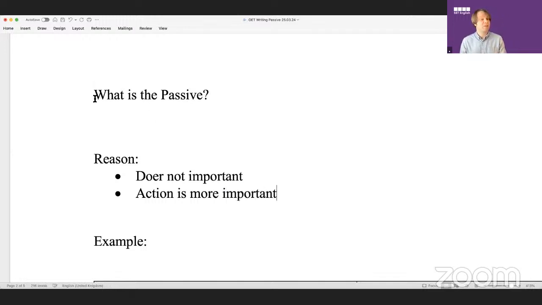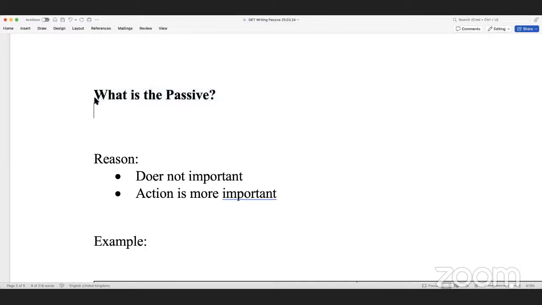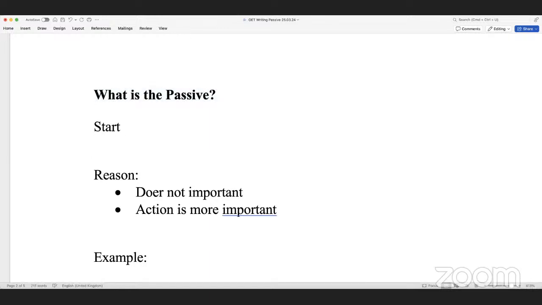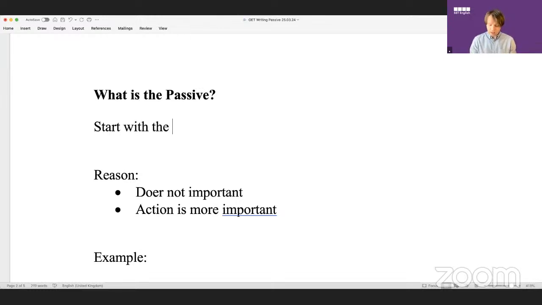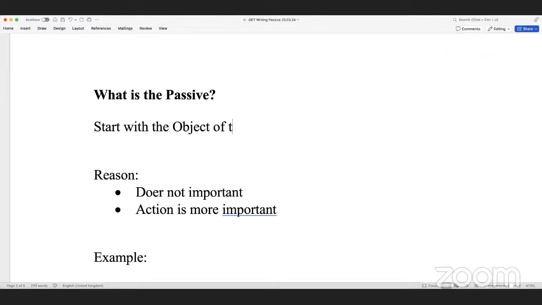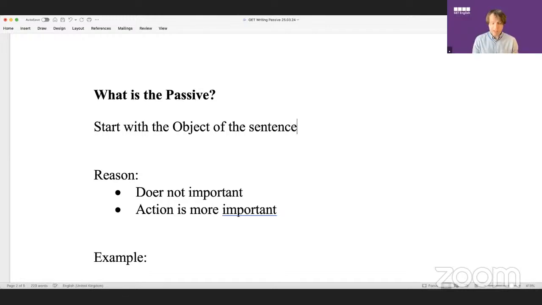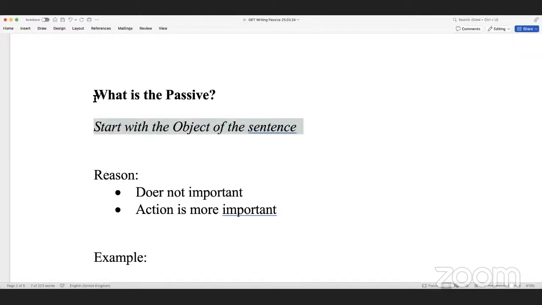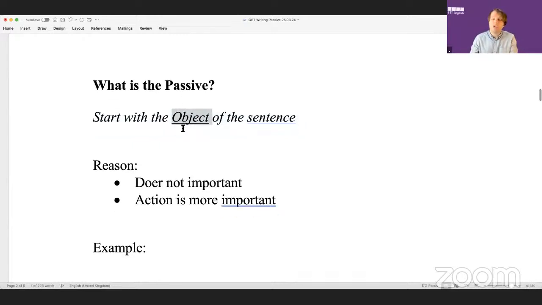What do you mean by that? Because the object we can bring instead of the subject. So you start with the object of the sentence. Okay. And the verb should be with be plus past participle. We'll get to that.